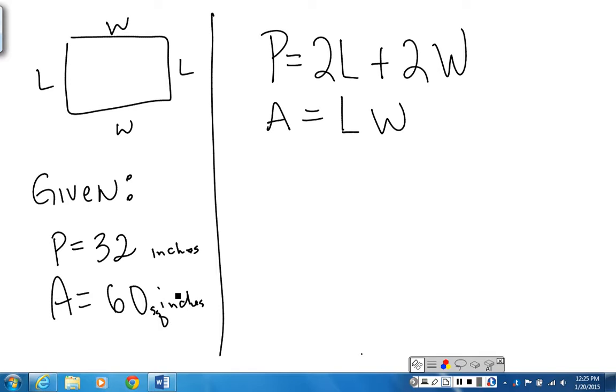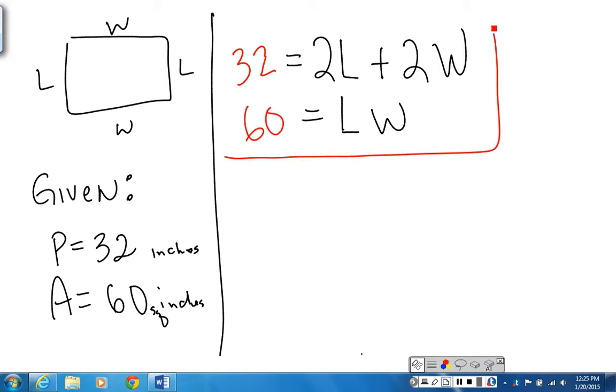Alright, now that we know that, let's plug in what we know. So let me show you. I know that P equals 2L plus 2W, but I also know that P equals 32, right? So I'm going to replace the P with a 32. And I also know that A equals 60. So I have to use this information right here to figure out what is this L and what is this W.